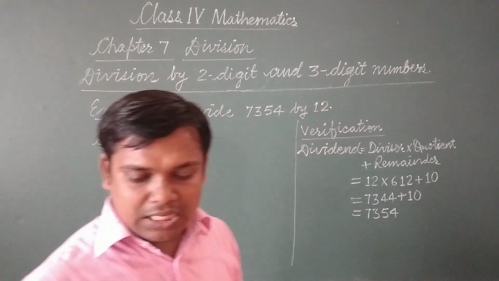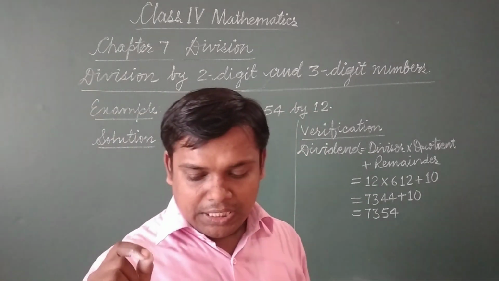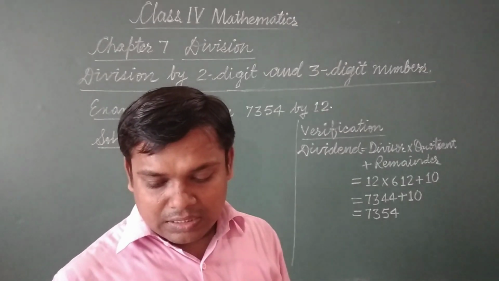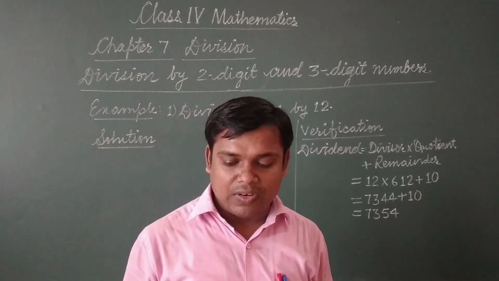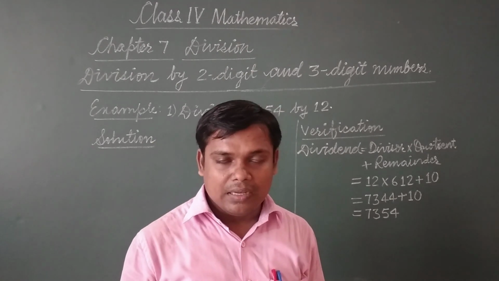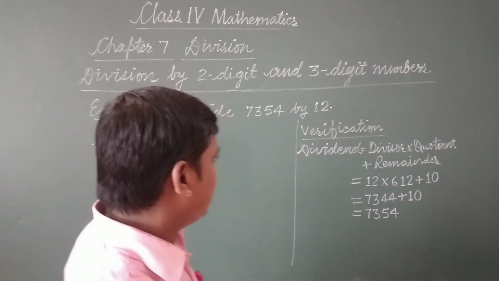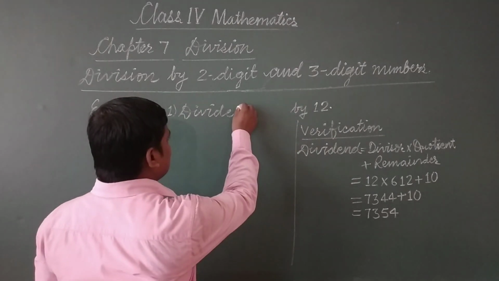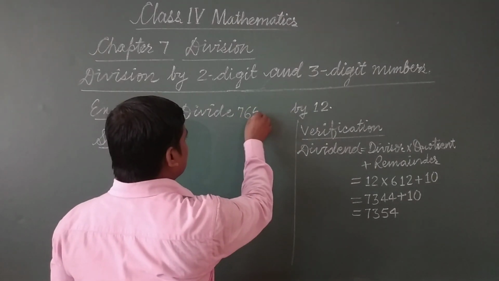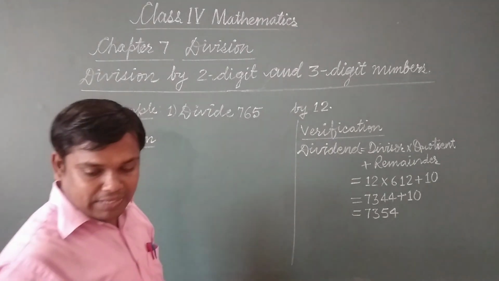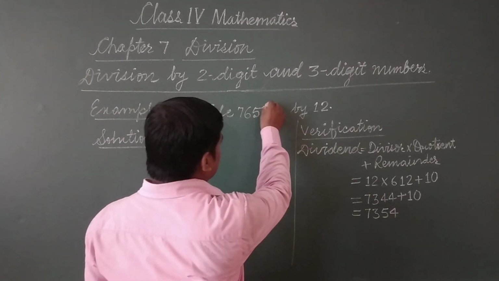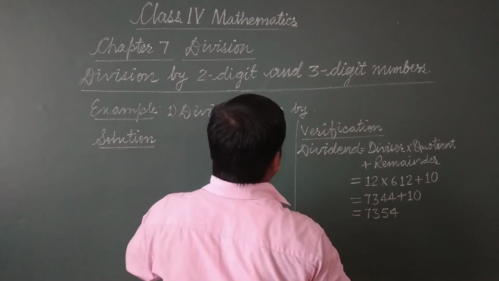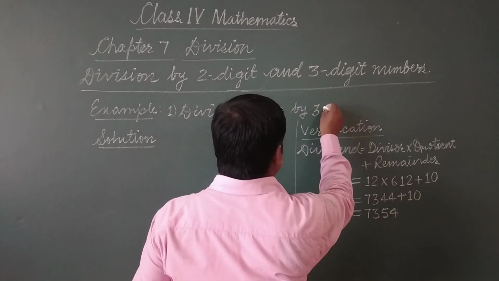I am taking the next example. Divide 7,65,700 by 325.